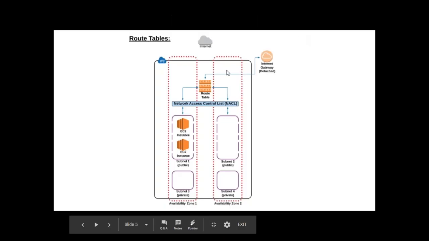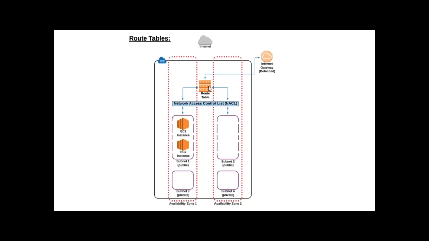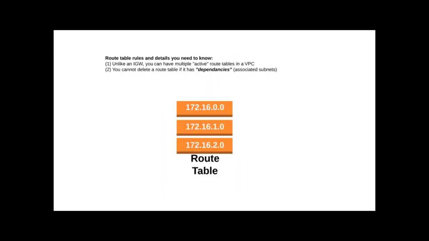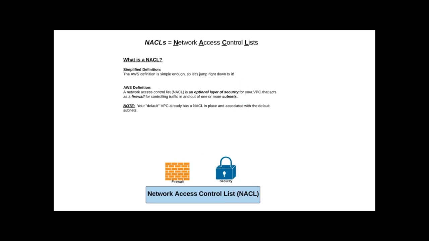So whenever an internet gateway is detached, the state which appears in your route table is black hole. Now, create a new internet gateway and attach it to the VPC. We have done this already. And then in route tables, basically, if you want, you can create different routes for different networks. It's okay. And then there are NACLs. NACLs are network access control lists.